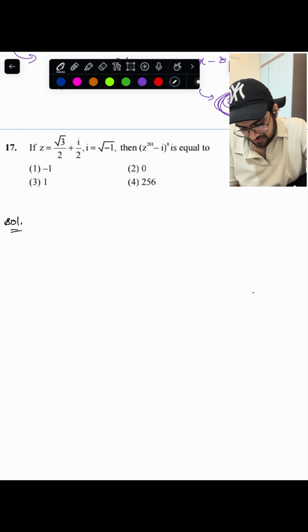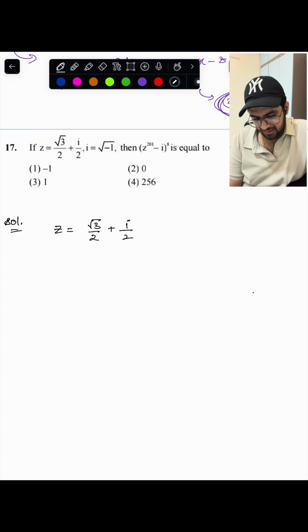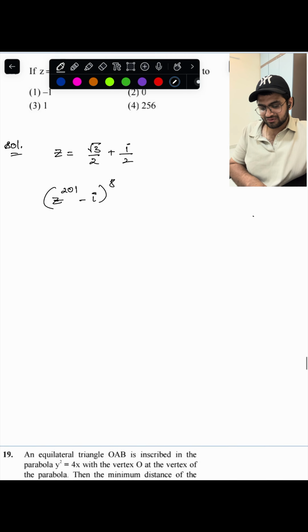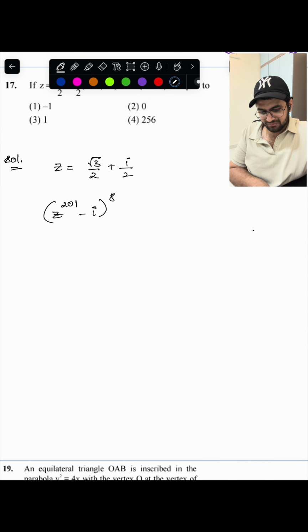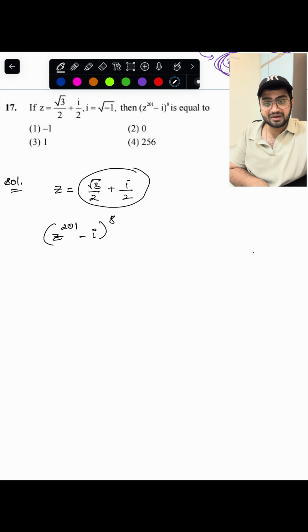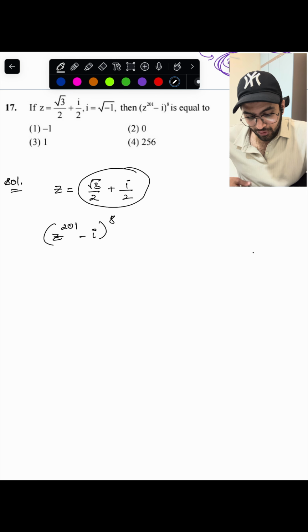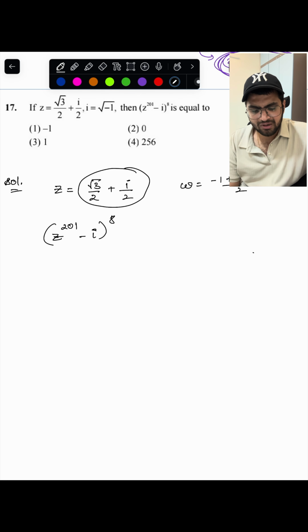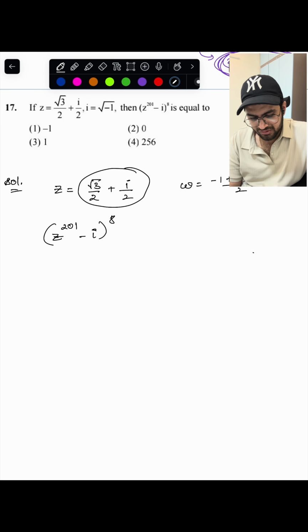Z equals root 3 by 2 plus i by 2. Now you need to find out z power 201 minus i, whole power 8. It's a very simple question, right? What to do? By seeing the real part and imaginary part, I am getting the thought of omega. Omega is minus 1 plus i root 3 by 2. You can take minus 1 minus i root 3 by 2 also, not an issue.